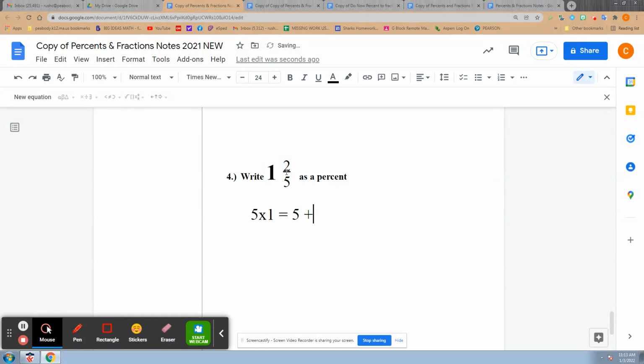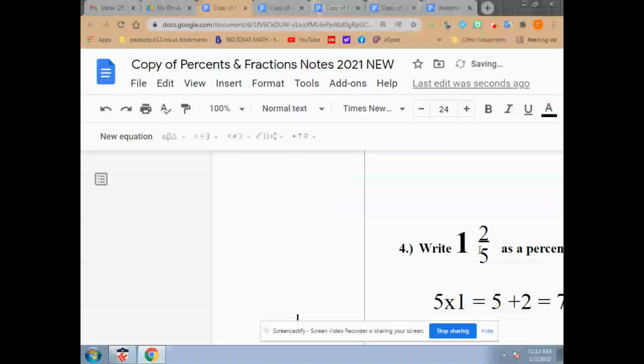Then you add the numerator, the 2. 5 plus 2 is 7. And you put it all back over the 5. So 1 and 2/5 turns into the improper fraction 7/5. Okay. Oh, sorry about that. Screen's kinda moving around silly.